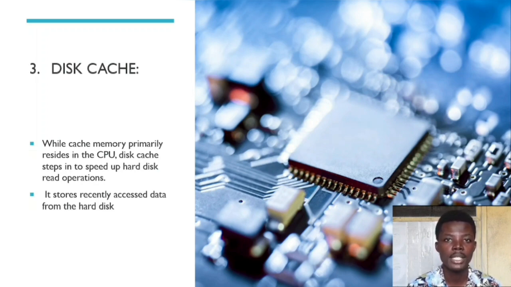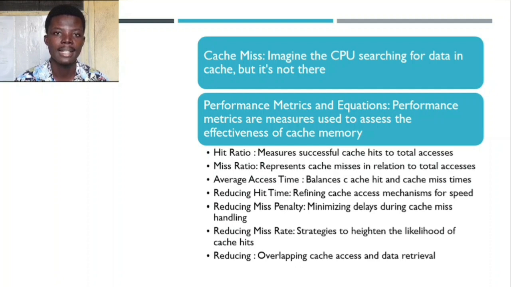Imagine the CPU searching for data in the cache, but the data is not there. This is what we call a cache miss. You must then fetch the required data from slower main memory, leading to a temporary delay in execution.